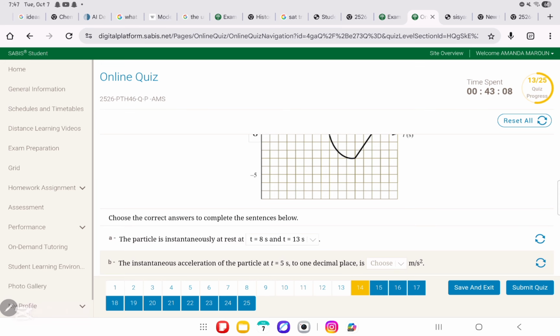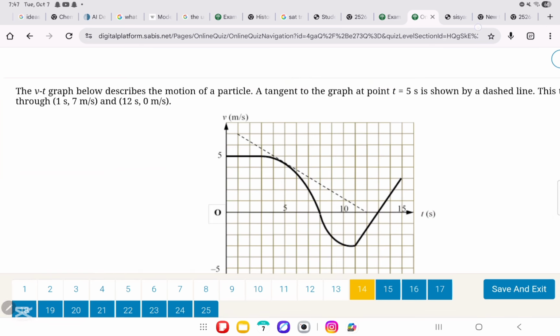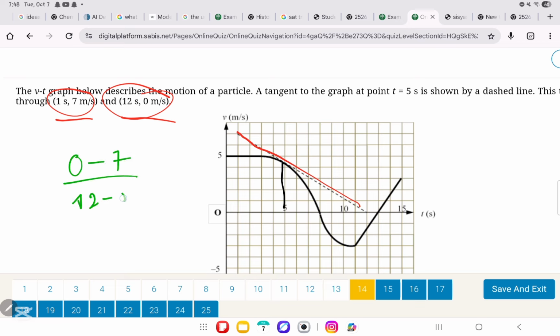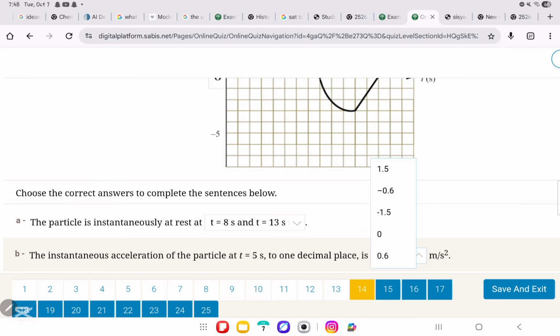Now, the instantaneous acceleration of the particle at time 5 seconds. So they told us at time 5 seconds, they want to find the instantaneous acceleration, and thank God that they gave us the points of the tangent, right? So they drew the tangent for us, and they gave us 2 points on the tangent. And using these 2 points, we'll be able to find the instantaneous acceleration, which is the slope. So y2 minus y1 over x2 minus x1: 0 minus 7 over 12 minus 1. That is going to be approximately minus 0.6 meters per second squared.